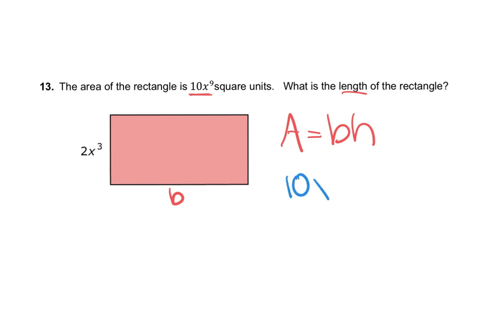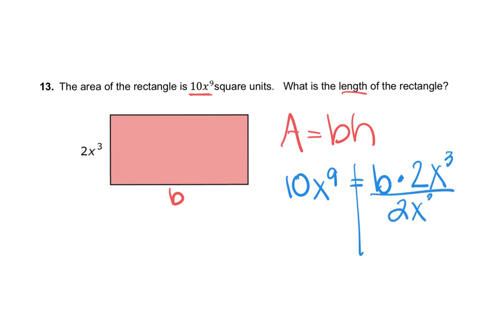So you have the 10x to the 9th is equal to our base times our height, which is 2x to the 3rd. Now, when we're solving for this, remember, we're trying to get down to just the base. And so what is the 2x to the 3rd doing to the base? Well, it is multiplying. So to undo that, we would then divide.